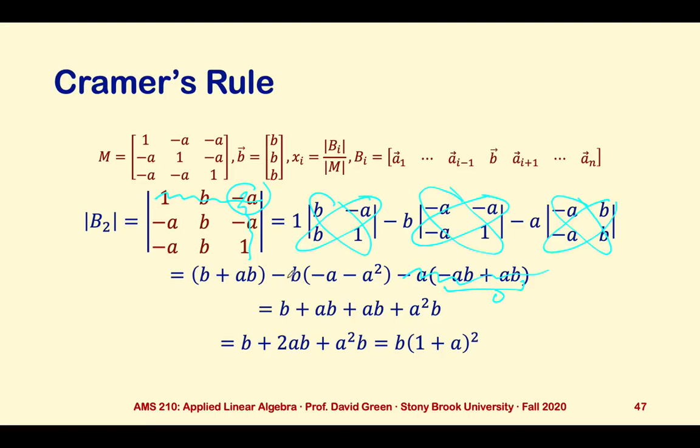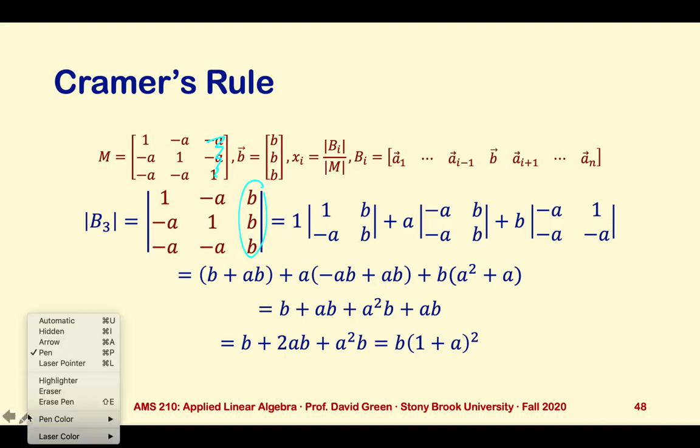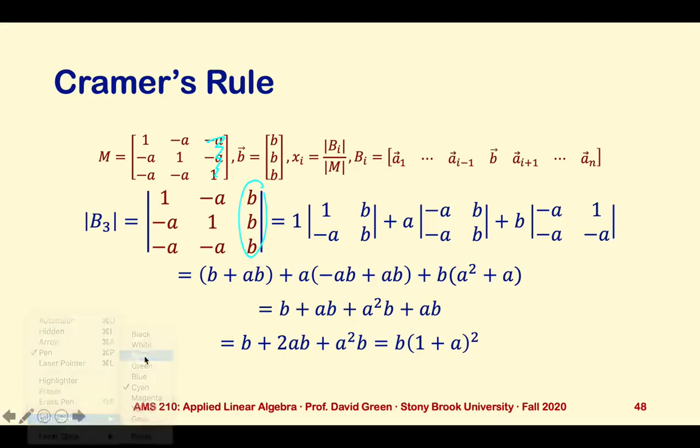B plus ab minus gives us a plus ab, minus gives us a plus a squared b. Group like terms gives us again the same answer, b minus 2ab plus a squared b, which we've seen how we can factor into this form. And then go through to B3 and do the same thing. We replace the third column with b's and go forward with evaluating the determinant.